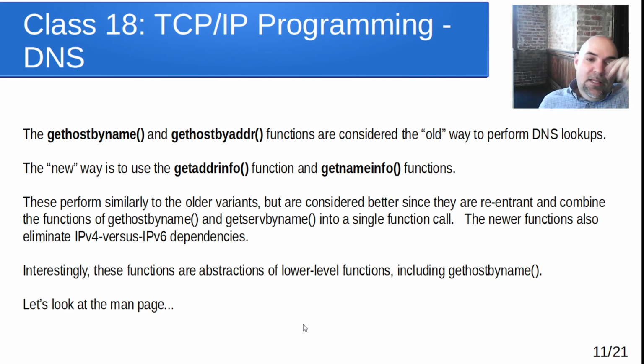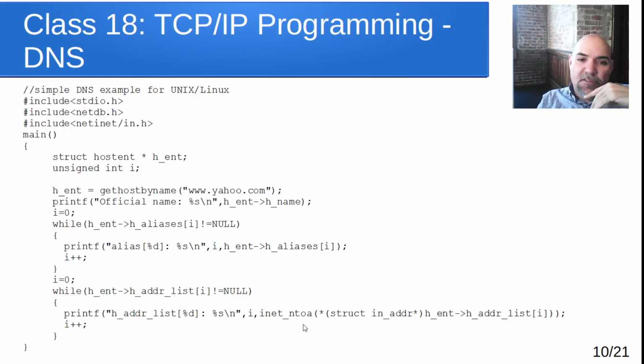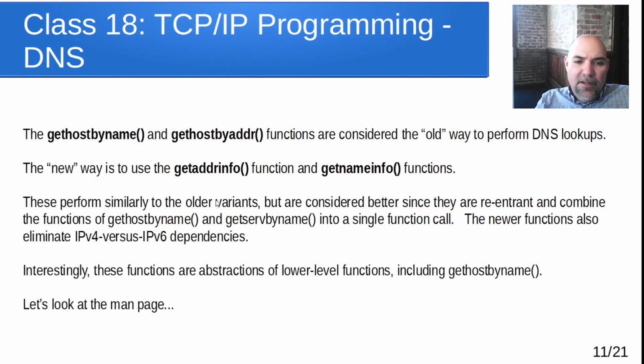Now, the gethostbyname and gethostbyaddr functions are considered the old way to do that. And this code actually is very similar to what would work on Windows too. I say this is a Unix, Linux version. This is very similar to how you do it on Windows, but it is a little bit different in Windows. More on that later. But anyway, the gethostbyname and gethostbyaddr, or address, functions are considered the old way to perform DNS lookups.